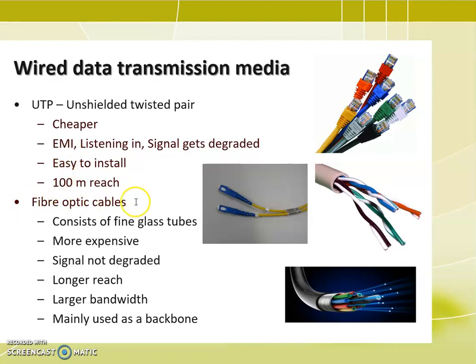Fiber optic cables consist of fine glass tubes. It's more expensive. The signal does not degrade as it travels along the medium. There's a much longer reach. It has a larger bandwidth. It's mainly used as a backbone of a network.